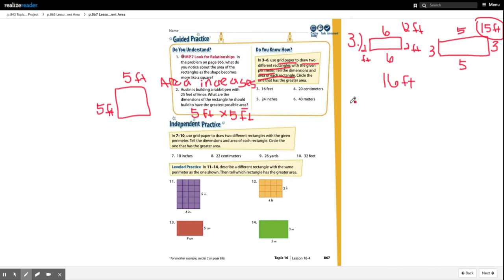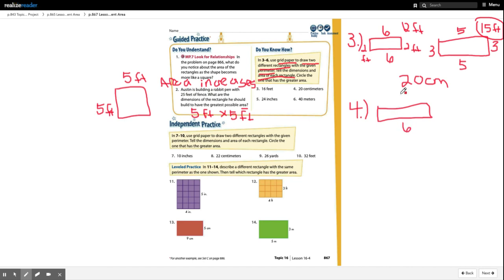Let's move on to number 4, just to get more of a hang of it. So our same perimeter now, and if it's all right with you, I'm going to erase this, is no longer 16 feet, but 20 centimeters. We're using different measurements. So think of what 4 numbers can equal 20. Here's one of them.